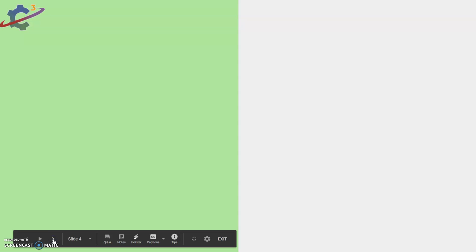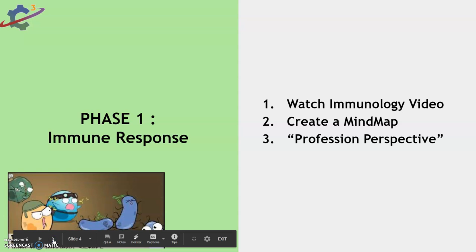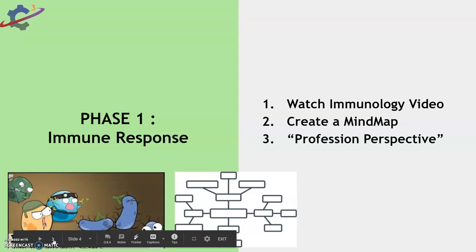Challenge descriptions. This challenge involves two phases. For phase 1, you will have 3 tasks. You're going to watch the Intro to Immunology YouTube video. You're going to create a mind map. And lastly, you're going to be completing the Profession's Perspective task.